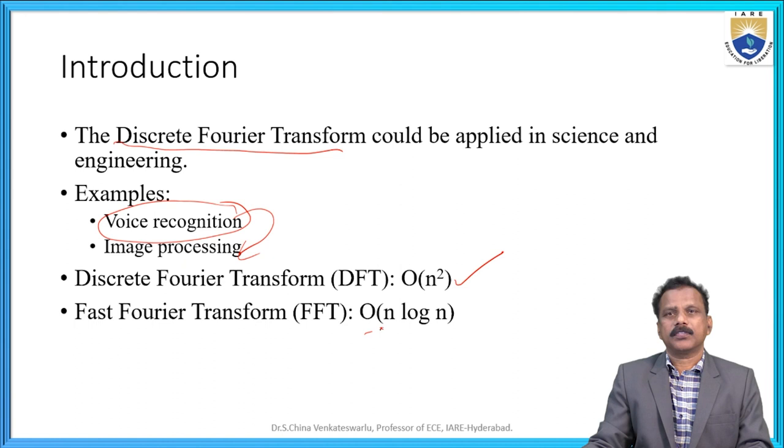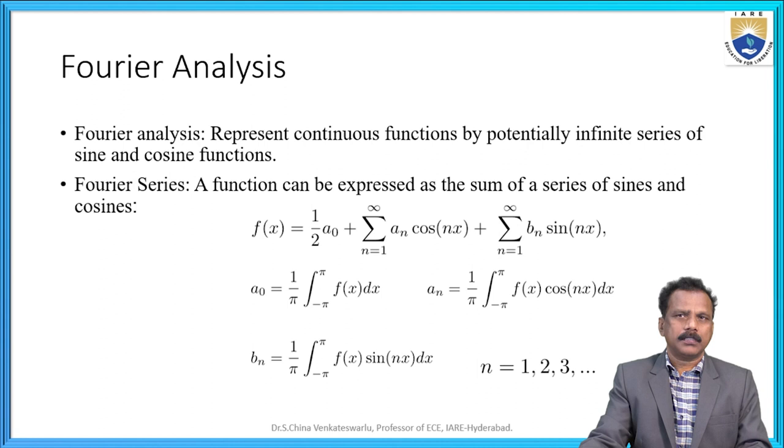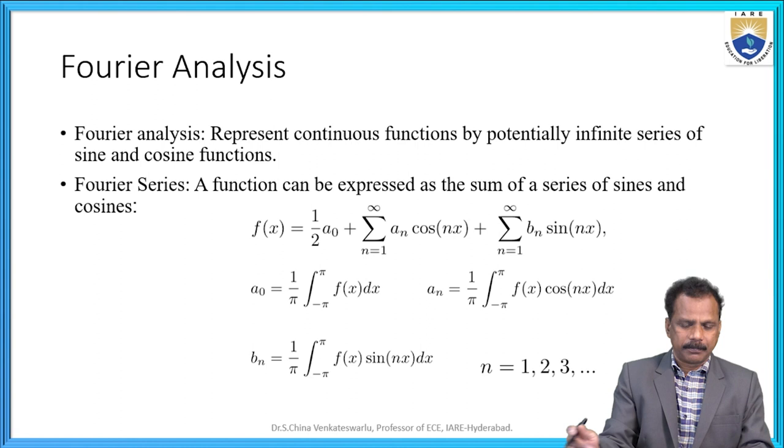Okay, so with this, how it is useful, we have to recollect all this Fourier analysis. Fourier analysis represents continuous functions by a potentially infinite series of sine and cosine functions. We are all familiar with the Fourier analysis. For the Fourier series, the function can be expressed as the sum of a series of sines and cosines. It is represented by x of k.